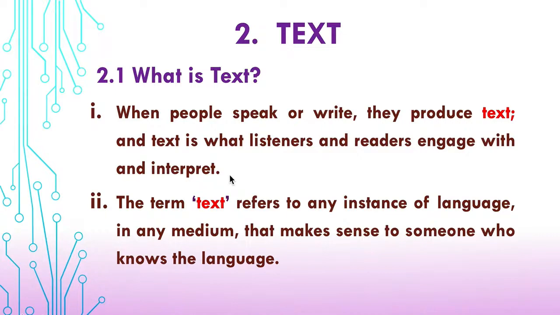So text is what people speak or write. That is to say, text may be in the oral form or in the written form. When it is in the oral form, we as listeners try to listen, understand and interpret. When it is in the written form, we as readers try to read, understand and interpret. So this is all about point number 1. Go to point number 2.